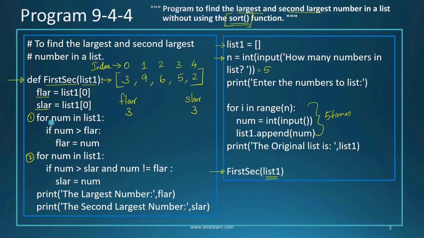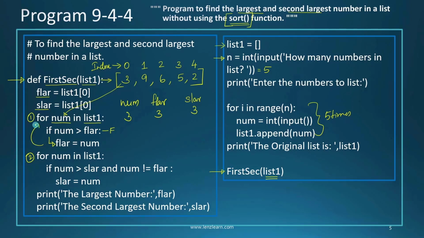Now inside the for loop we have a control variable num. It takes one value at a time from list 1. So these are the values available in list 1. So initially value 3 will be loaded into num. So now I will check whether the value of num, which has value 3 now, is greater than flar. So here you can see this is false because both of them are equal now. So the next statement belongs to if, so it will not be executed because this condition is false.